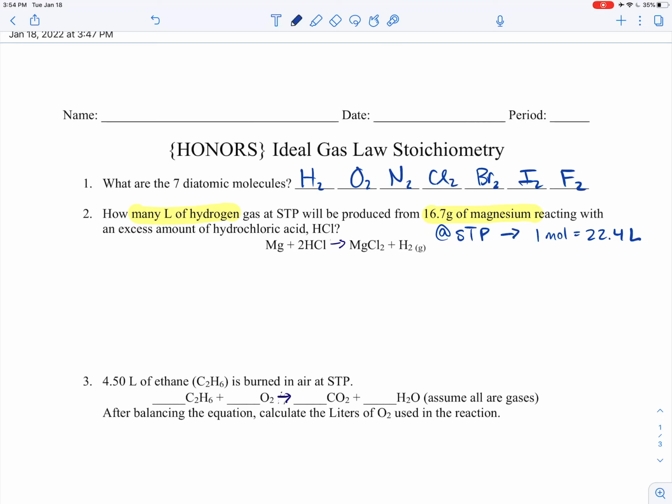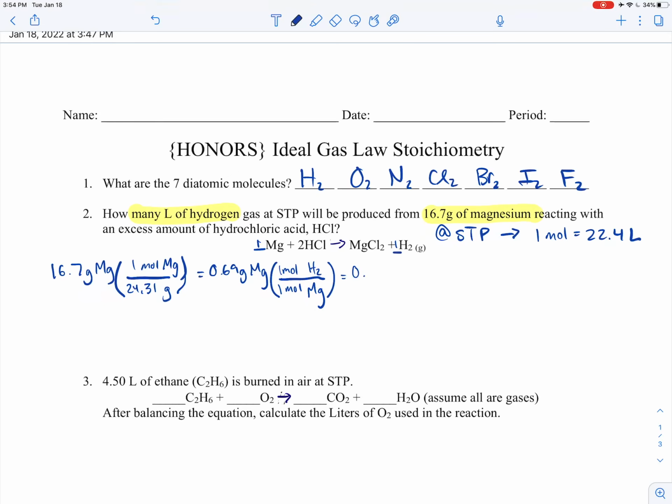magnesium. So remember, stoichiometry, we take our starting amount and we're going to convert this to moles of magnesium by dividing by the molar mass. We get 0.69 moles of magnesium, but again, we're trying to get to hydrogen, so we're going to do a mole ratio conversion. Here, 1 mole of hydrogen is equal to 1 mole of magnesium, and again, that comes from the coefficients from my balanced chemical equation.